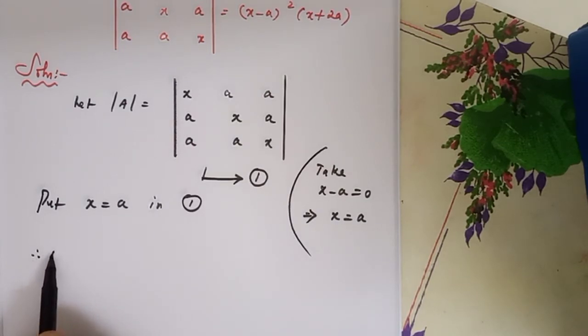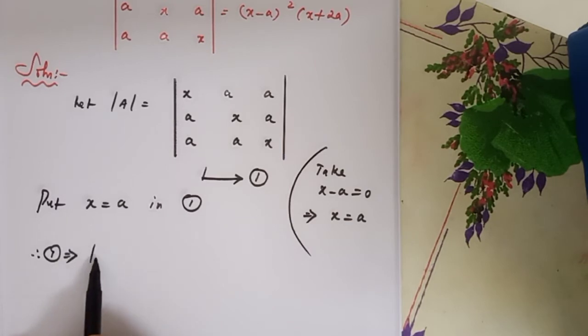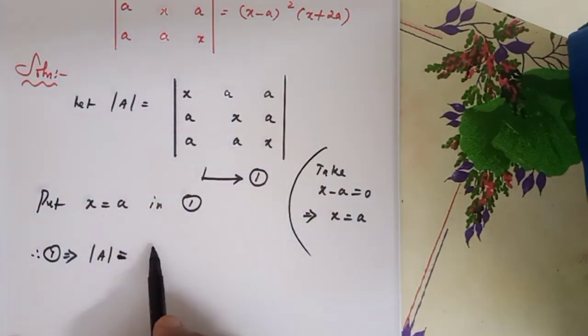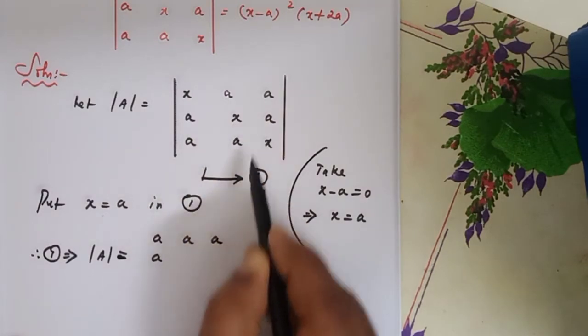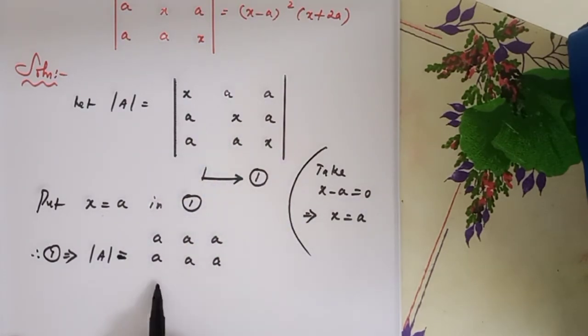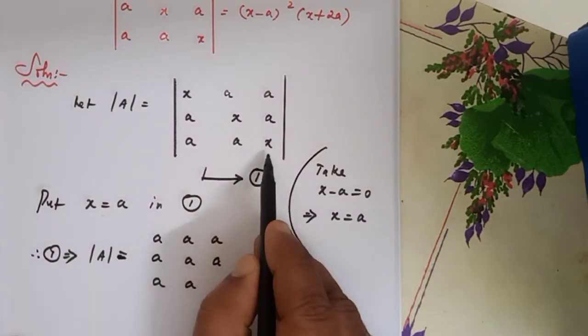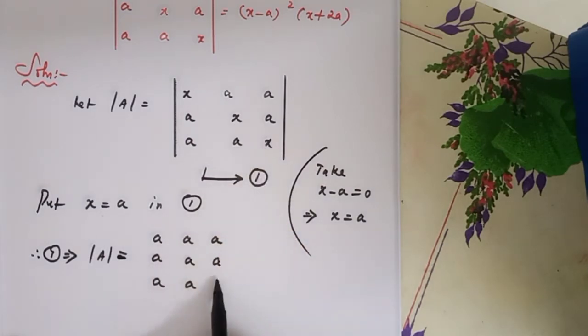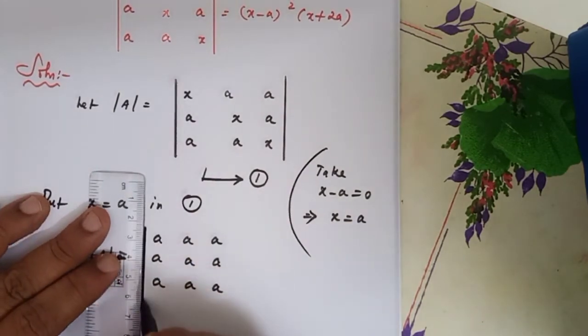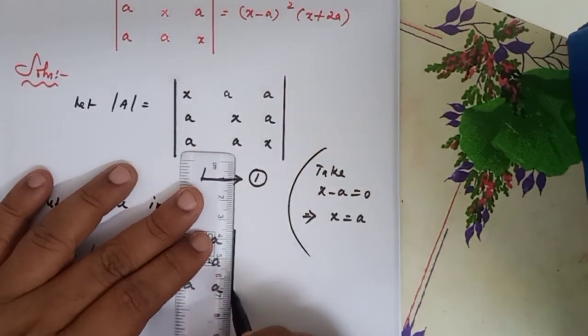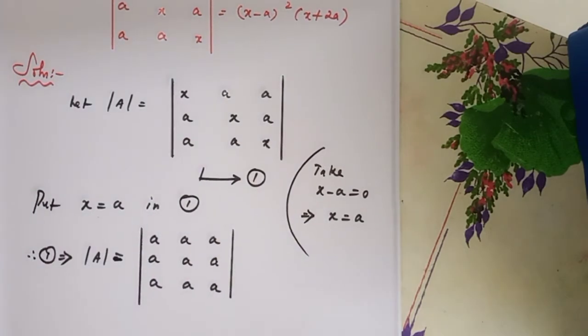Therefore, equation 1 implies determinant of A is equal to, we have to replace x by a here. We will be getting a, x is equal to a, as it is. This x should be replaced by a. So look at that, we have a determinant where all the elements are a only.